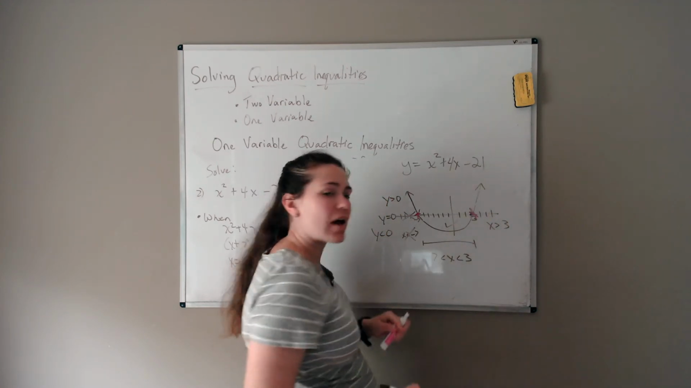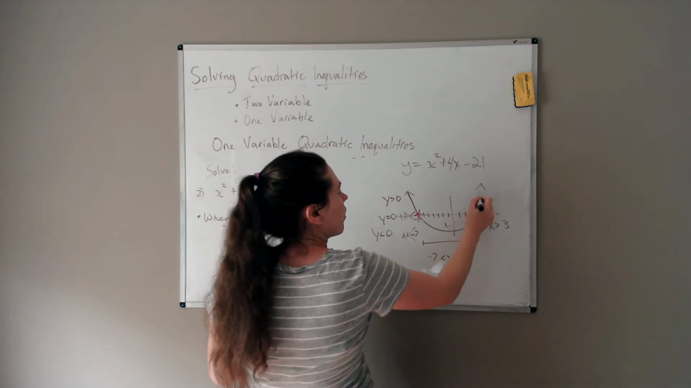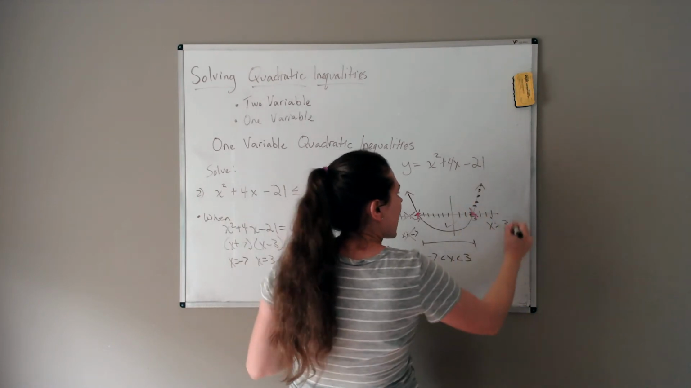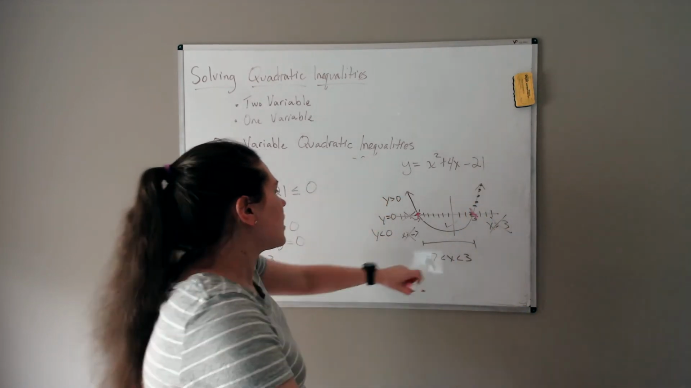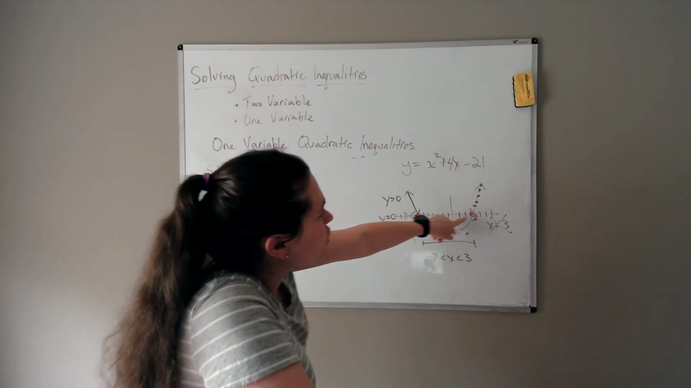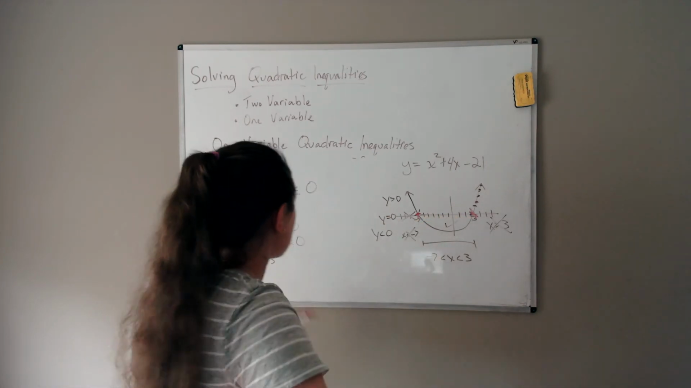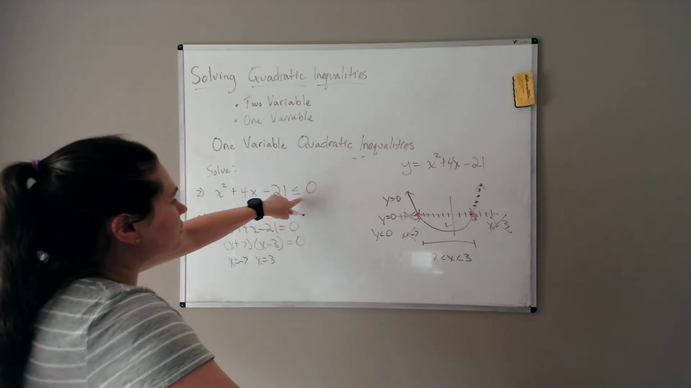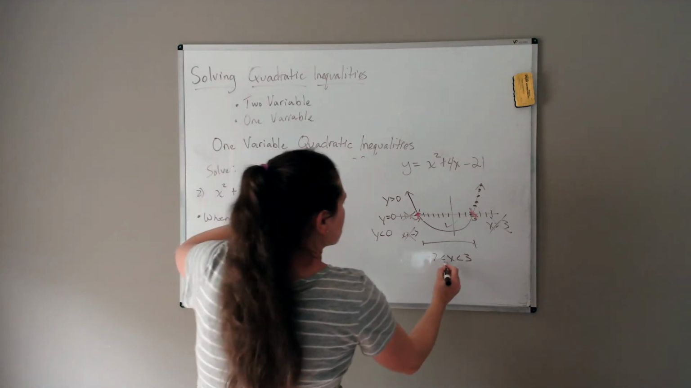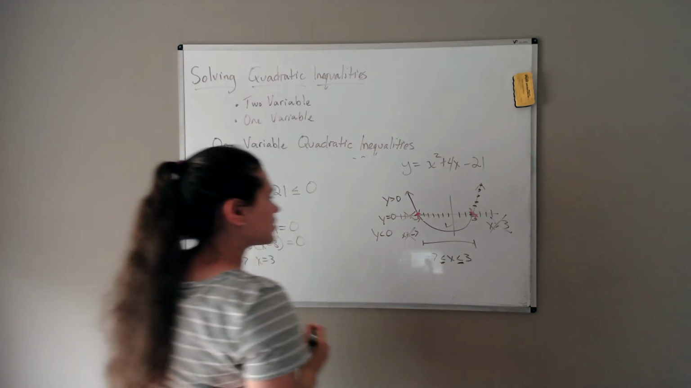You could see it graphically, right? These are all positive outputs. So that area doesn't work. So you're stuck in between -7 and 3. Now, are you allowed to be 0? Yes. So that's your answer.